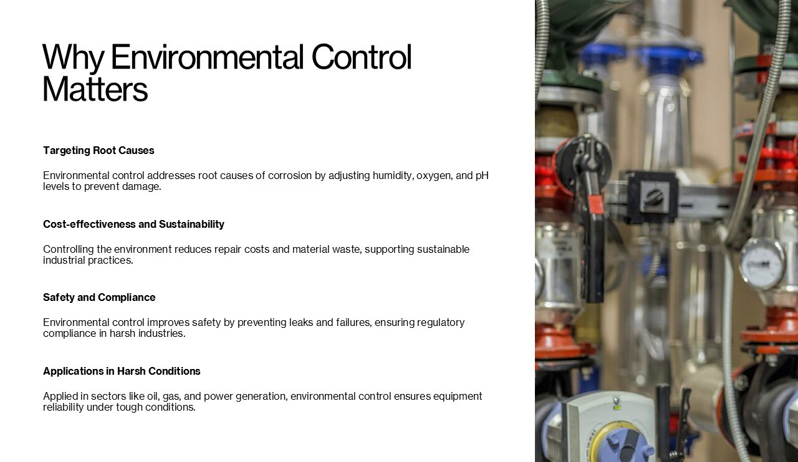This approach is cost-effective compared to frequent repairs or replacements and aligns with sustainability goals by reducing material waste. Furthermore, environmental control enhances safety by preventing leaks and failures that could lead to hazardous incidents. It also supports compliance with industry standards and regulations that mandate corrosion prevention measures. In sectors like oil and gas, chemical processing, and power generation, where equipment operates under harsh conditions, environmental control ensures long-term reliability and performance. The following sections will delve into specific methods, dehumidification, inert gas blanketing, and pH control, that exemplify how environmental control is implemented in practice.